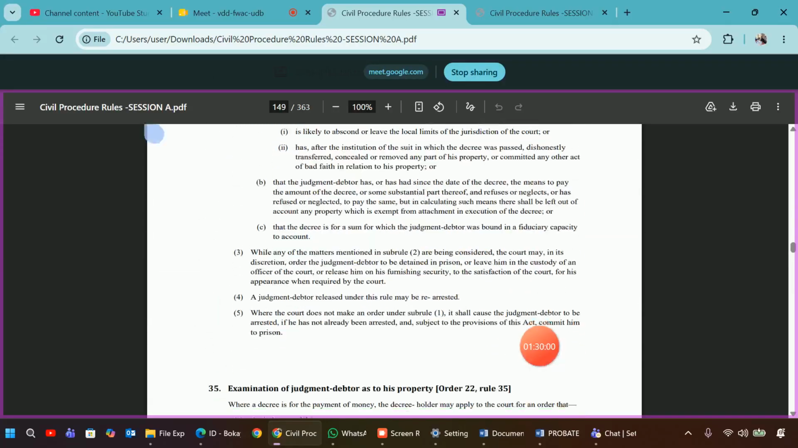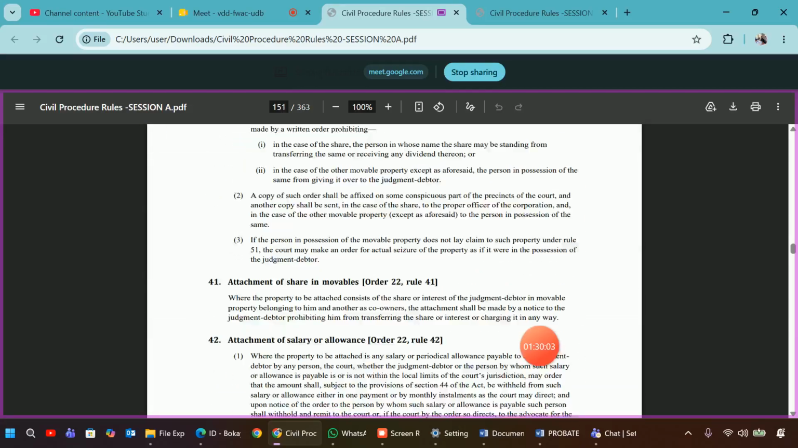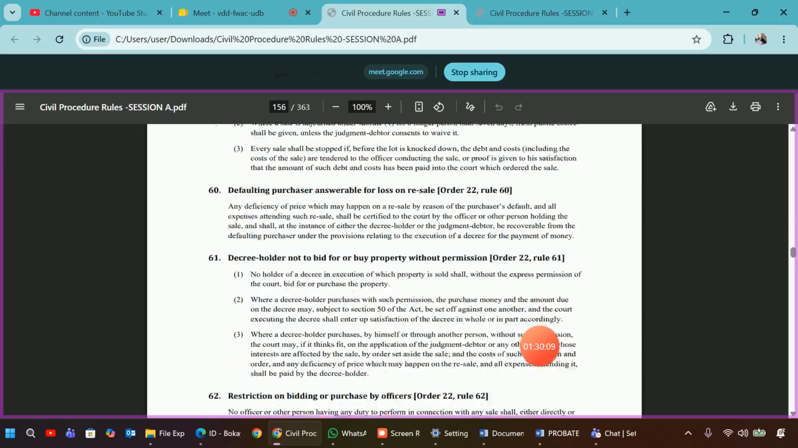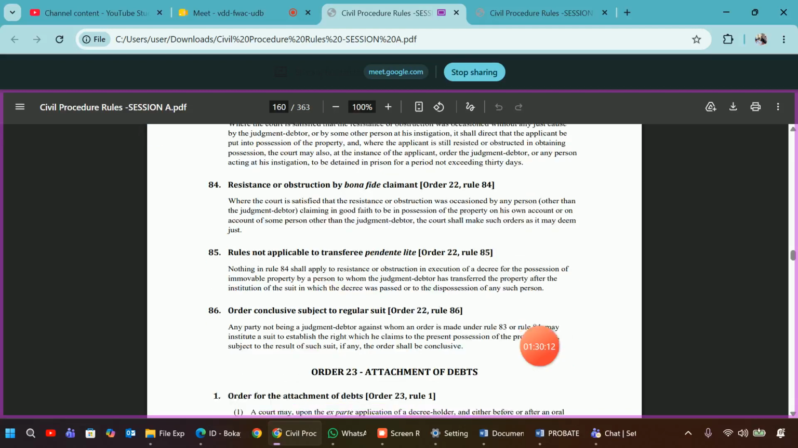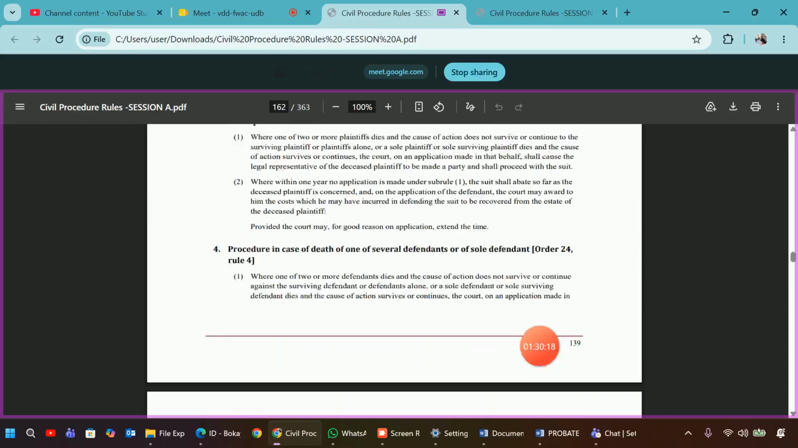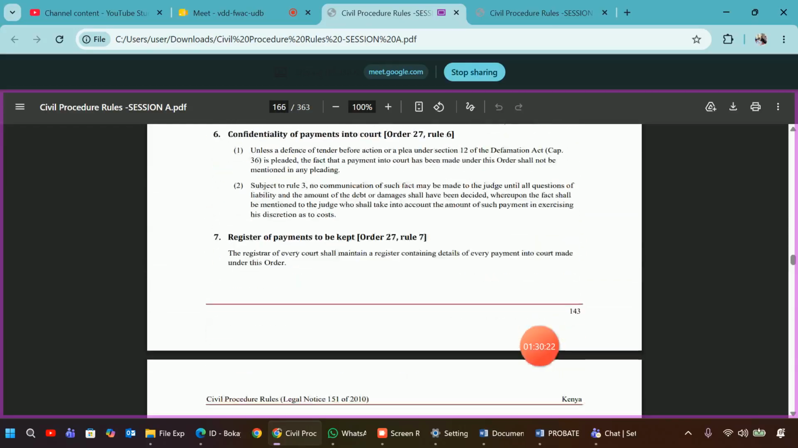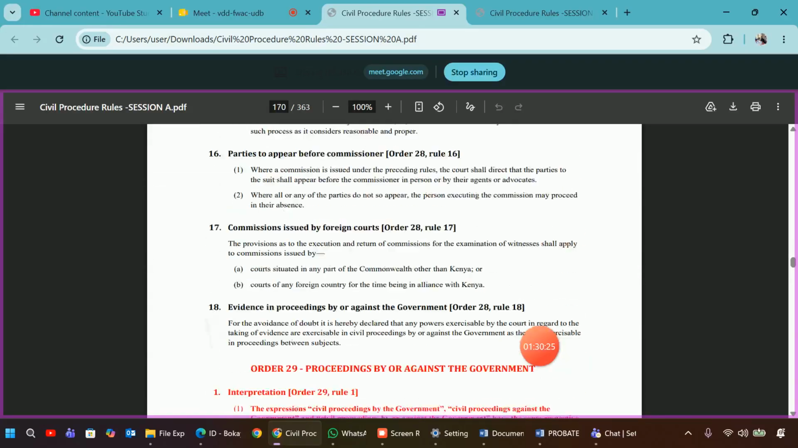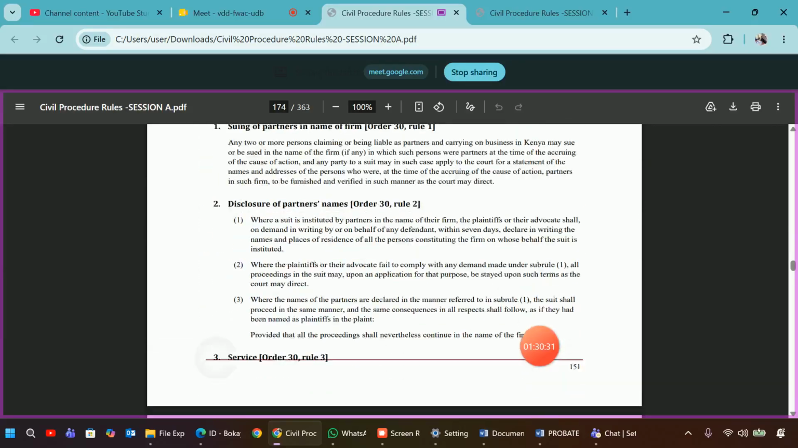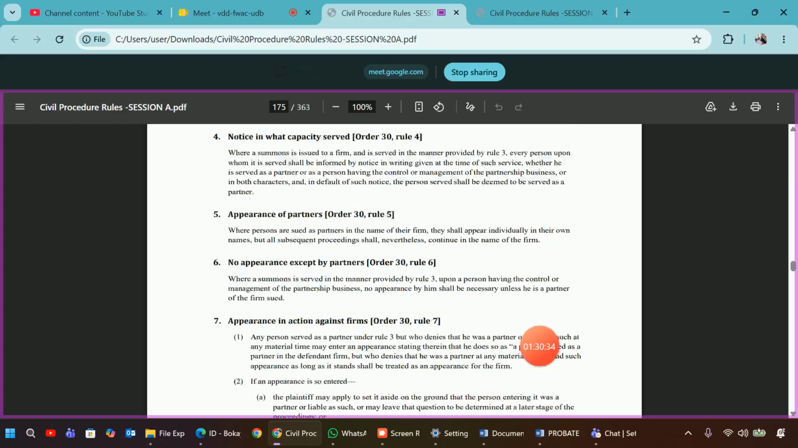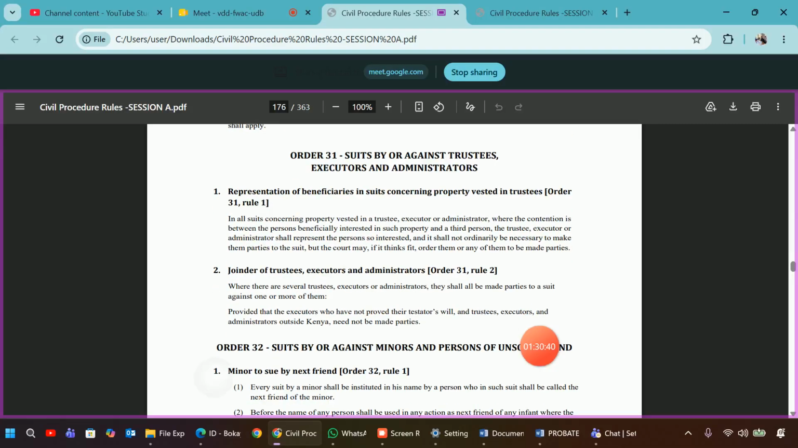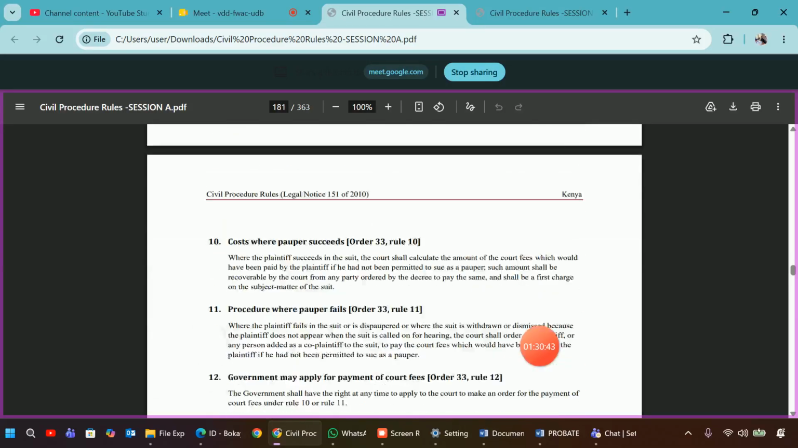This is just a summary so that we have a roadmap. Then we have attachment of debts, death and bankruptcy of parties. What happens when there is death and bankruptcy? What is an abatement of suit? Proceedings by or against the government. What are the applications to draft when you are bringing the proceedings against the government? Order 31, suits by or against trustees or executors and administrators.